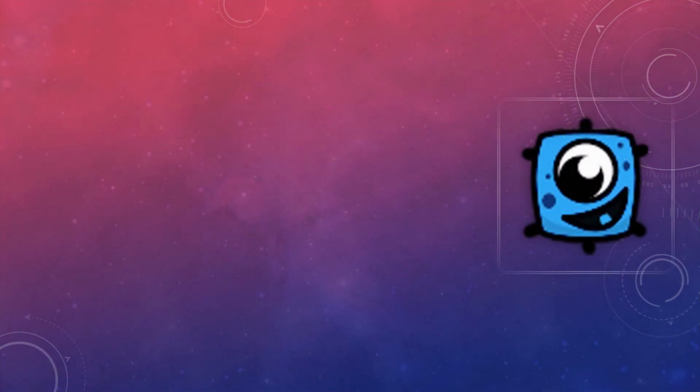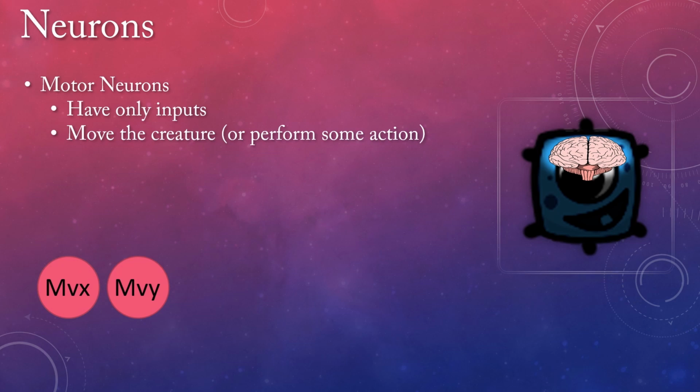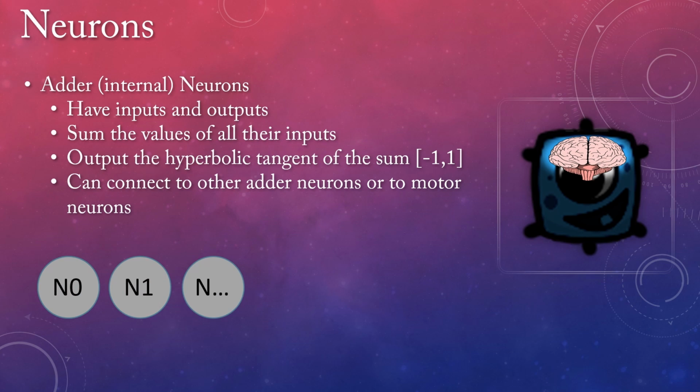So this is what our creature looks like in the simulation. And inside the creature, we have some neurons inside of its brain. Some of those neurons are motor neurons that have only inputs, so they are only sinks. And these motor neurons move the creature or perform some sort of action. The creature also has adder neurons, or internal neurons, that are both sources and sinks. And the action potential of an adder neuron is to sum the values of all of its inputs and return the hyperbolic tangent of that sum.